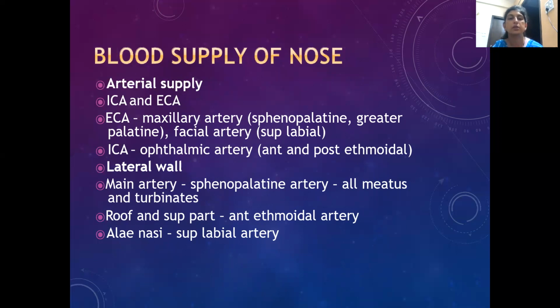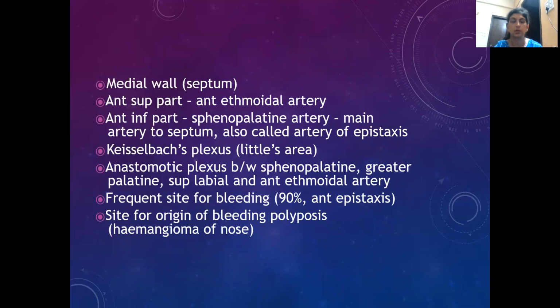Lateral wall, the main artery is the sphenopalatine artery, which supplies all the turbinates and the meatus. Roof and superior part is supplied by the anterior ethmoidal artery, and the ala nasi is supplied by the superior labial artery. The medial wall, that is the septum, has supply from the anterior ethmoidal artery and the sphenopalatine artery, that is the main artery of epistaxis, also called the artery of epistaxis.